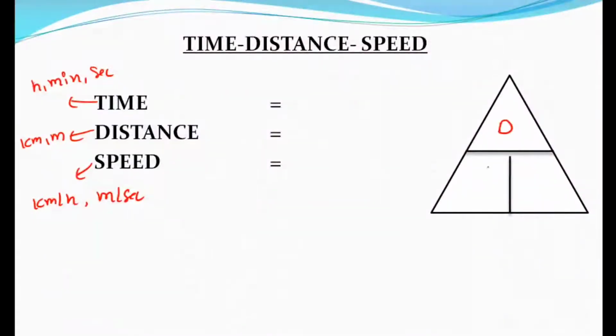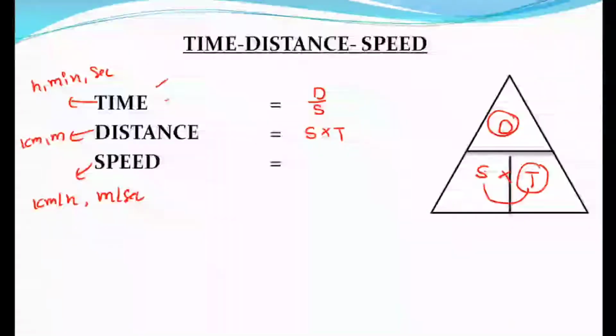Okay, so this is the magic triangle, guys. Distance, speed into time. For example, if I want the time formula, just close the time and the remaining is distance by speed. What is the formula of time? Distance by speed. If I want the distance formula, just close the distance and the remaining is speed into time. If I want the speed formula, just close the speed and the remaining is distance by time.